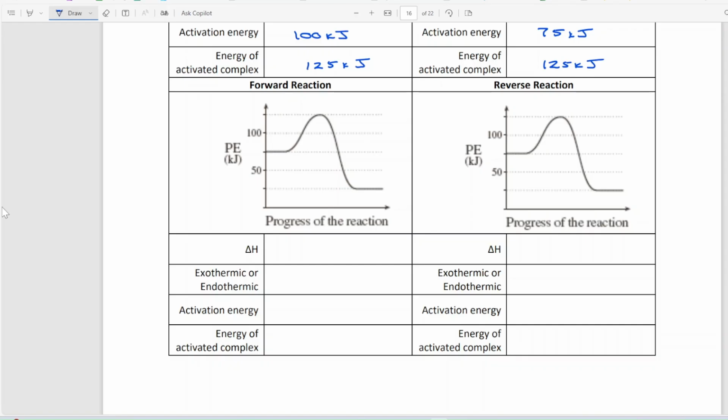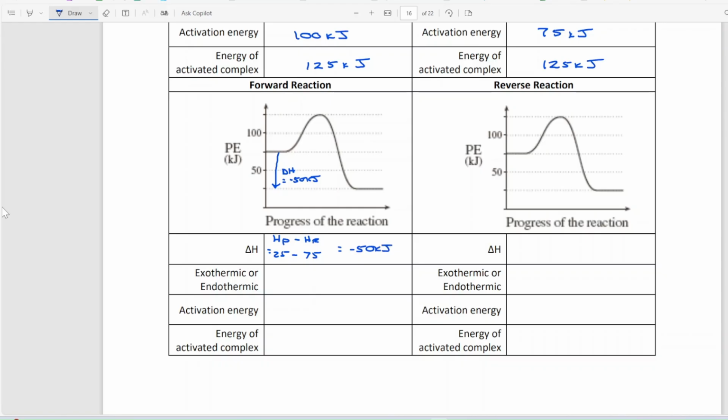So for this one, my enthalpy change is going to go from products to reactants. So this time it's going to be a step down. So my forward reaction, my delta H is going to be negative 50 kilojoules. And you notice I didn't do that with the equation. If you don't need the equation, you don't have to. If you wanted to use the equation, you'd go products minus reactants. So the heat energy of my products is at 25 kilojoules minus my heat energy of my reactants is at 75 kilojoules, which would give me negative 50 kilojoules.